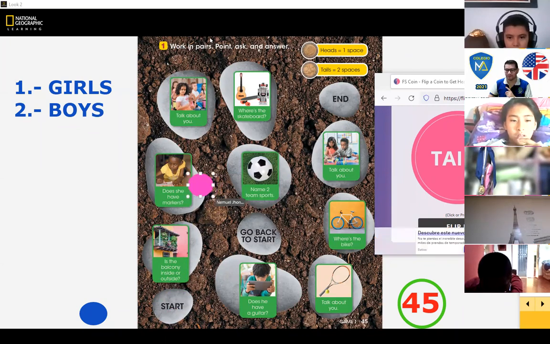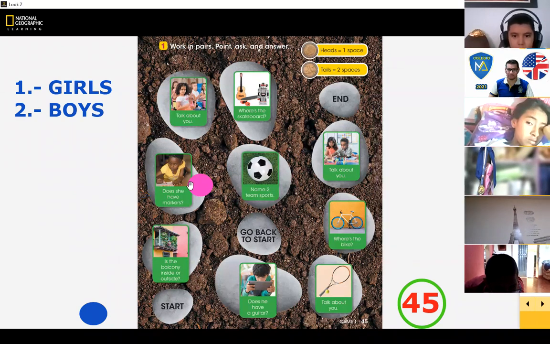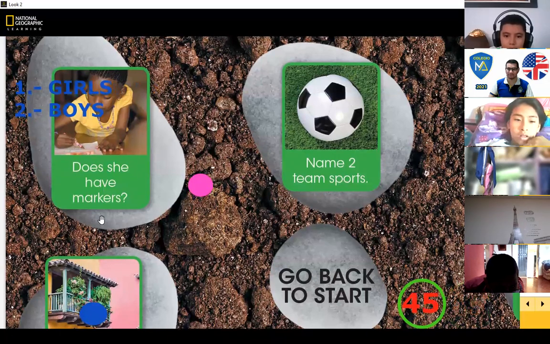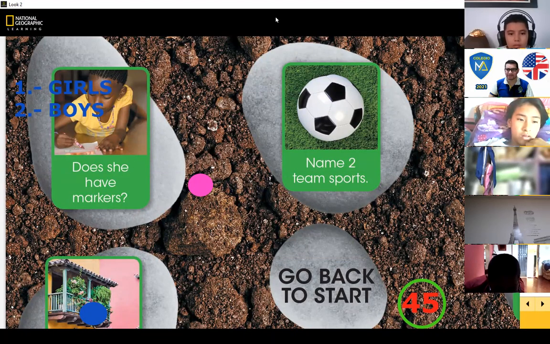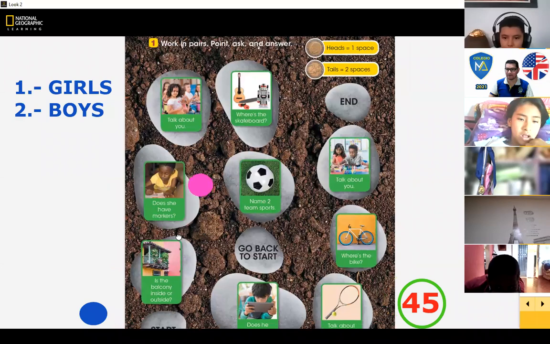So, girls, you have to tell me, does she have markers? What do you think? Yes, I do. How do you ask? Does she have markers? Yes, she does or no, she doesn't? No, she doesn't, right? Because these are not markers, these are crayons. No, she doesn't. Does she have markers? No, she doesn't, right? These are crayons, no markers, okay? Very good, Soria. Thanks to Soria, they're gonna stay on this part.